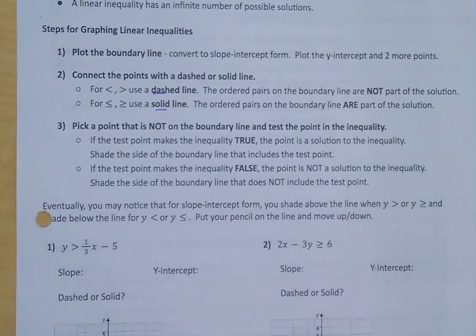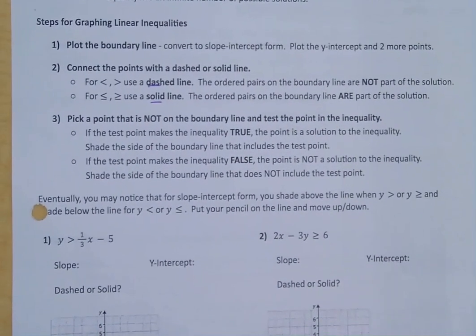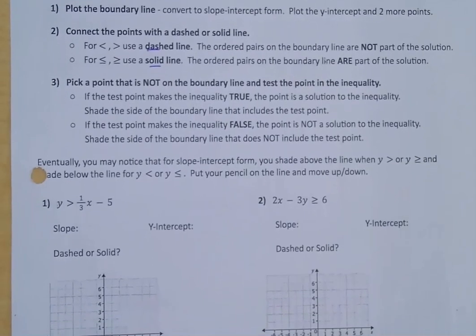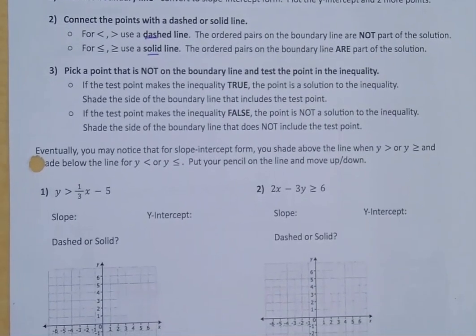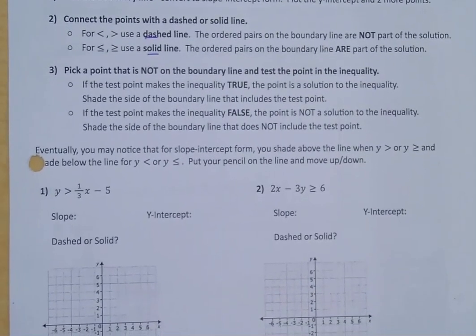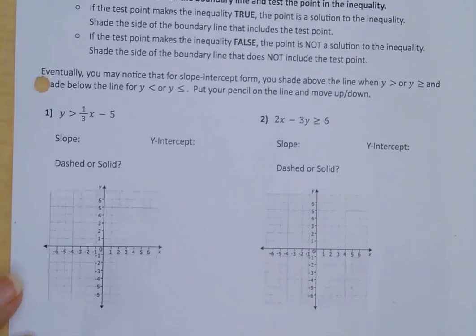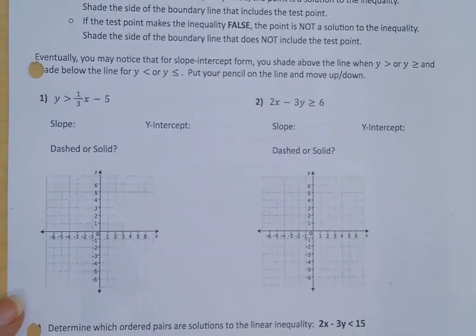We're going to pick any point that's not actually on the line, see whether it works for the inequality statement, and if it does, we know that side of our boundary line is going to include all of our solutions. So let me do some examples and see if that helps you understand.